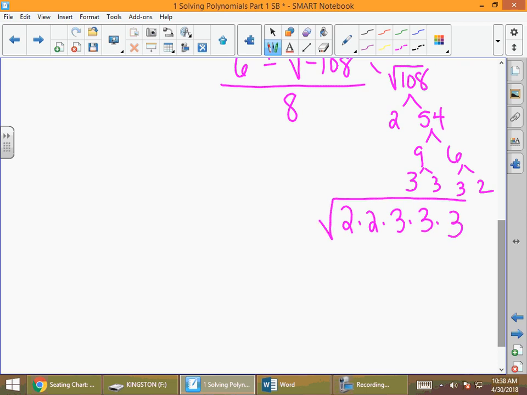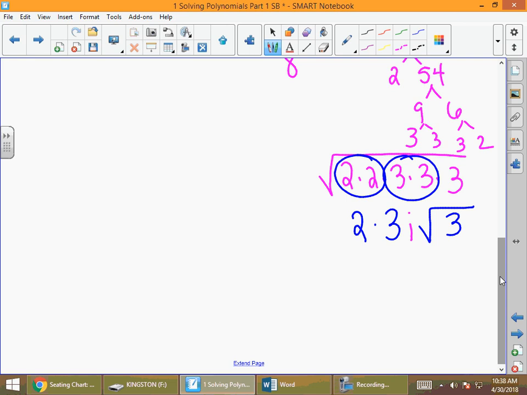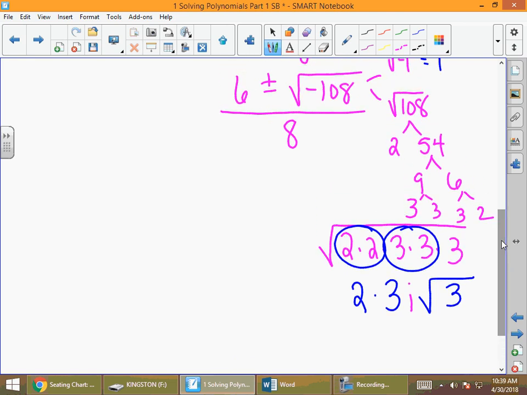Because when we simplify the square root, we're looking for two of the same value to take out one. Well, we've got two 2's, we can take out one of them. We have two 3's, we can take out one of them. We still have this single 3 there. And don't forget that originally we had the square root of negative 1, which is the i. So we're going to put that value back in there. This is going to give us 6 plus or minus 2 times 3, which is 6i radical 3, divided by 8.